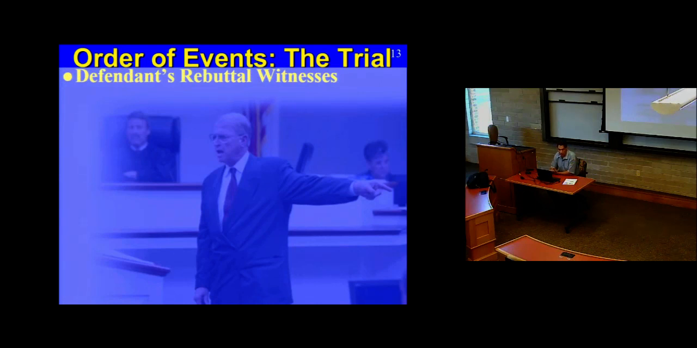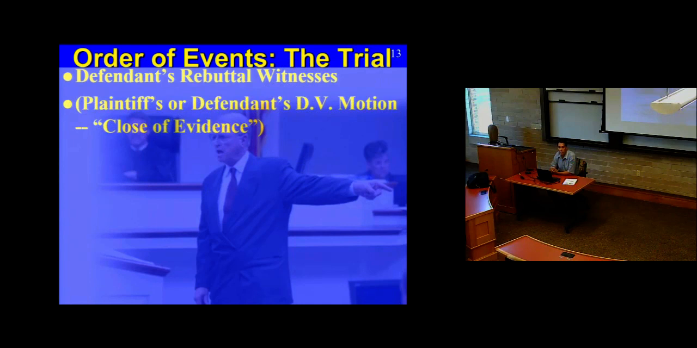Now, if there are no rebuttal witnesses, the close of evidence is when the defendant rests their case in chief. If there are rebuttal witnesses, then we still are taking evidence, of course, up until that point. And then at the close of evidence, after the rebuttal witnesses, the plaintiff or the defendant in a civil case could file a directed verdict motion or motion for judgment as a matter of law, and that would be considered the close of evidence. In a criminal case, the defendant would file saying that the prosecution has failed to carry its burden in producing enough evidence. Then we have the closing arguments.